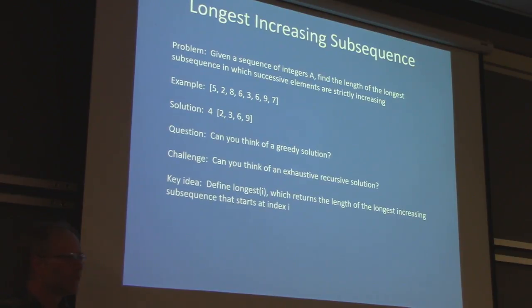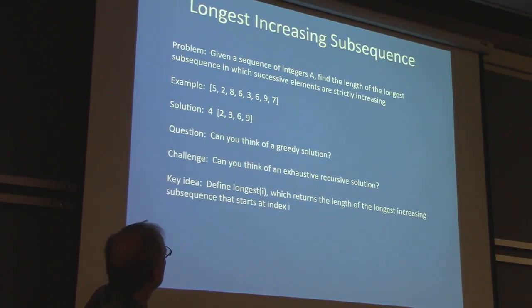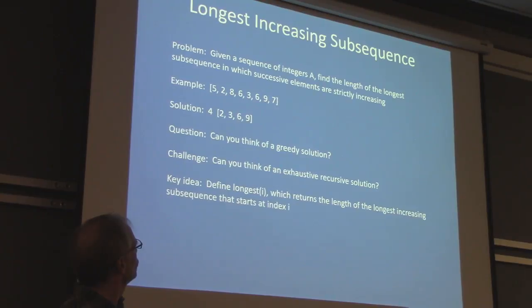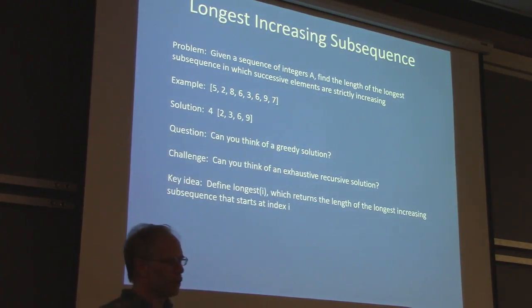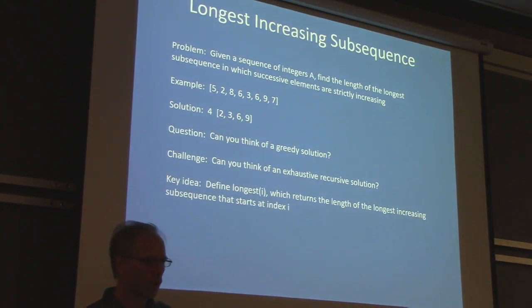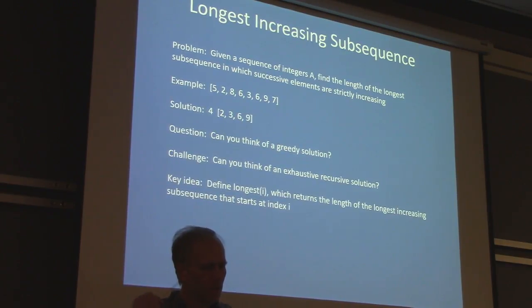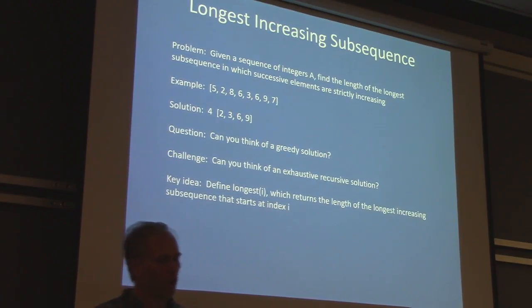1. What about the length of the longest increasing subsequence that starts at index 6? Okay, 9. You're stuck getting 9, and then there's nothing bigger that follows. What about at index 5? 2, either 6, 9, or 6, 7. So this index here lets you describe a variety of subproblems. So we're going to come up with a recursive definition of longest of I.